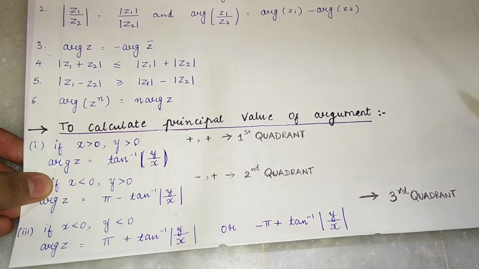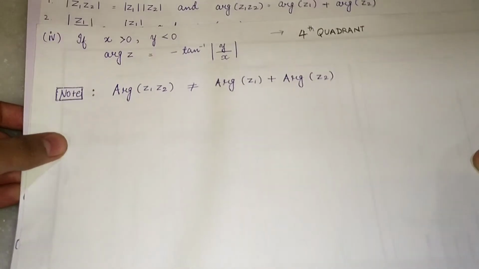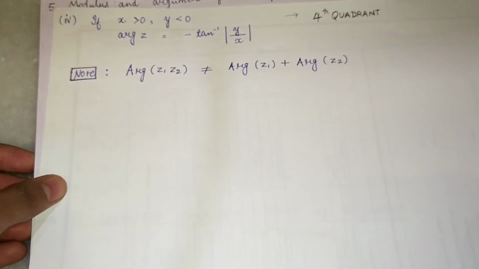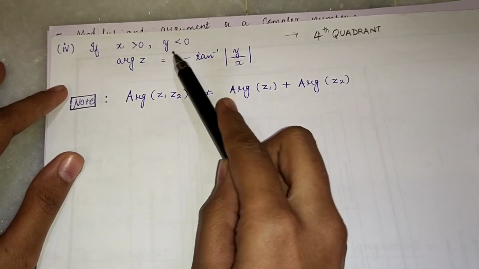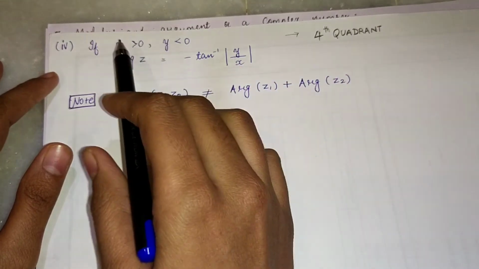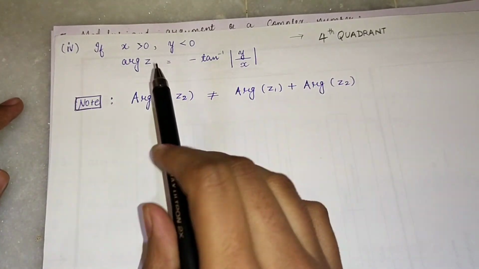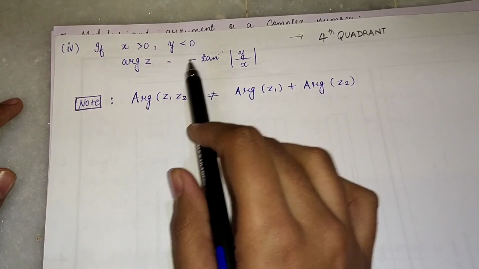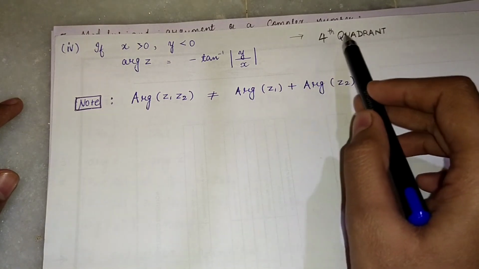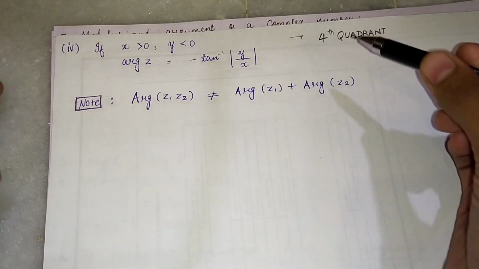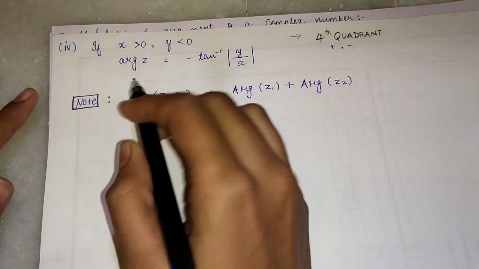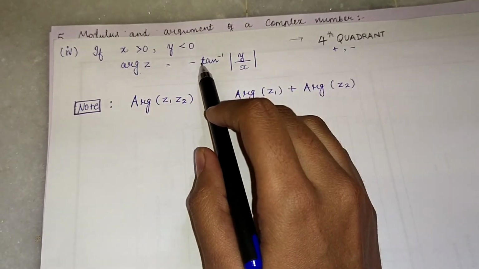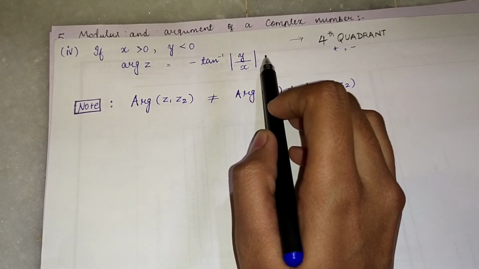And the last condition is whenever it lies in the fourth quadrant, that is, if x is greater than 0 and y is less than 0, that is, whenever in the given question x is positive and y is negative, you have to apply this formula, because it lies in the fourth quadrant. So arg of z is equivalent to minus tan inverse of mod of y divided by x.